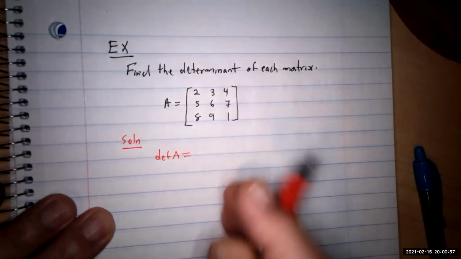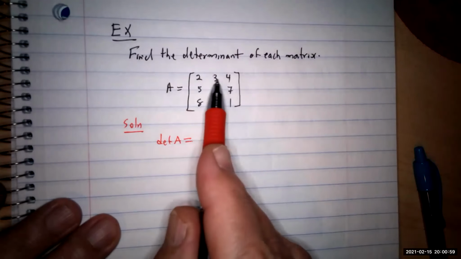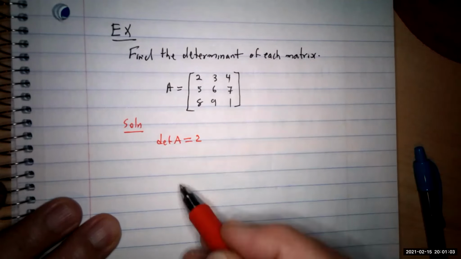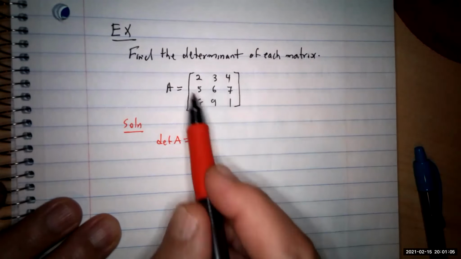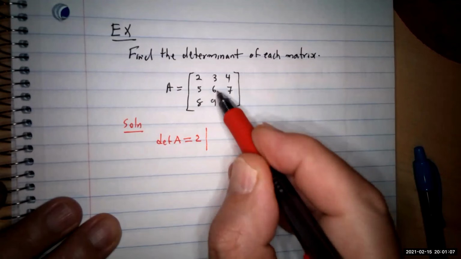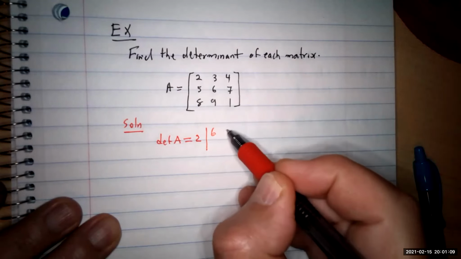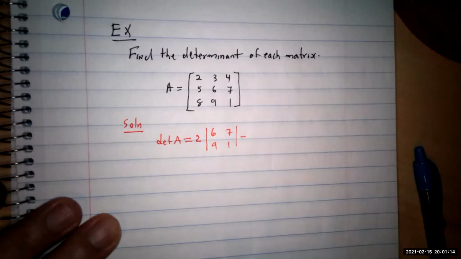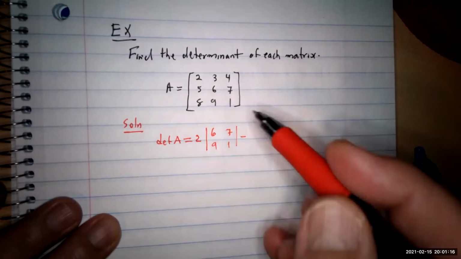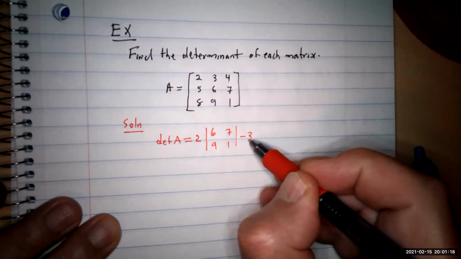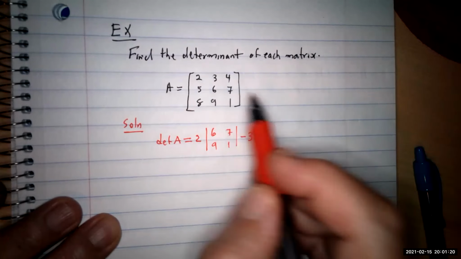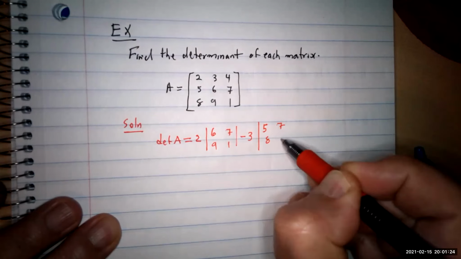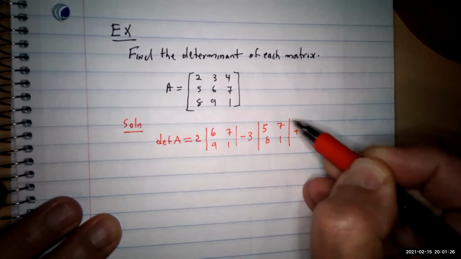I just distribute it over the first row. So it's going to be 2, eliminate the first row and the first column. So the resulting matrix is going to be 6, 7, 9, 1. It's positive, negative, positive. So it's going to be 3. Eliminate the first row, second column. So it's going to be 5, 7, 8, 1. Okay, and 4.